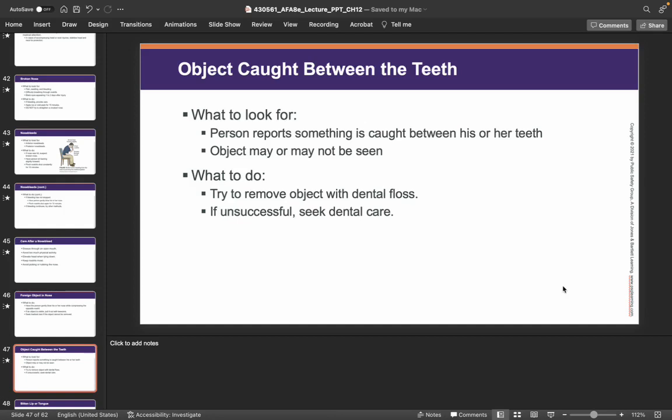Okay, anytime there is an object caught between somebody's teeth, okay, you may or may not see it. If it's possible, try and remove it with dental floss. If you're not able to get it out, have them go see a dentist. Don't overthink it.